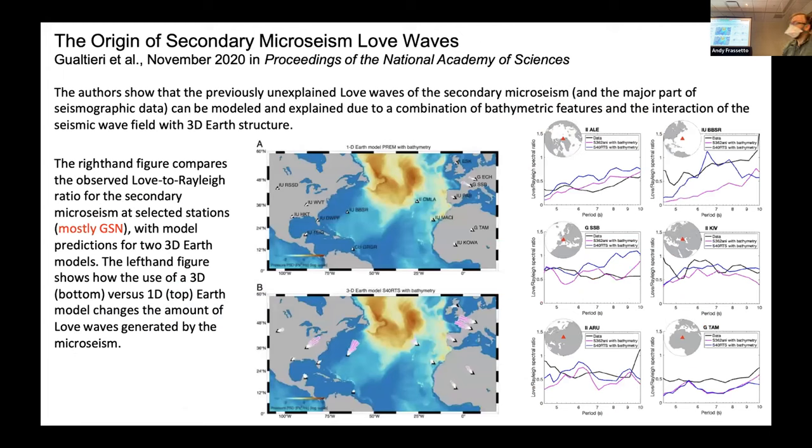Here's another paper that we shared with Maggie. Lucia Gualtieri and co-authors considered the origin of Love waves in the secondary microseism. They showed, using numerical simulations, that a combination of bathymetric features, but also interaction of the wave field with 3D Earth structure, were responsible for why there's a Love wave within the secondary microseism. And the GSN stations were critical parts of that analysis as well, again, because of their longevity and their global distribution.